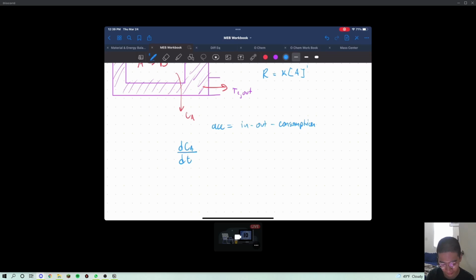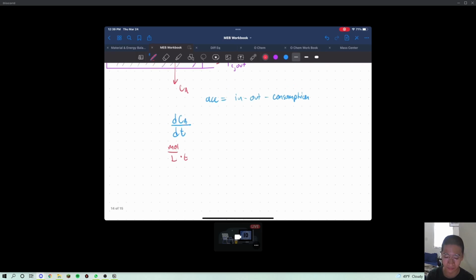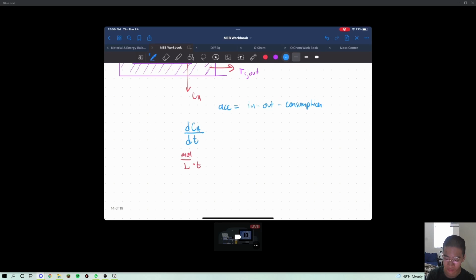But let's analyze these units. It's moles per liter over time. That's not mass. This is a mass balance, right? In order to get it to be a mass balance, we have to multiply by V. Okay, multiply by V.